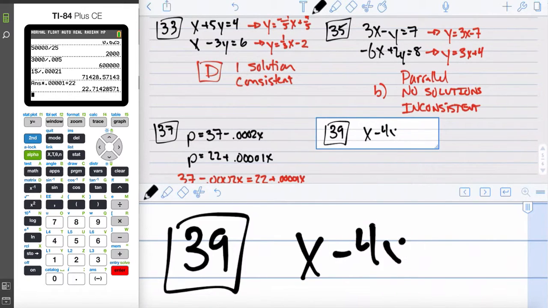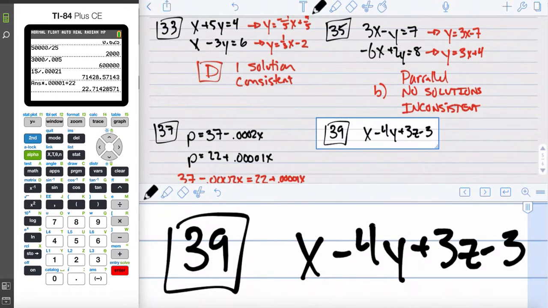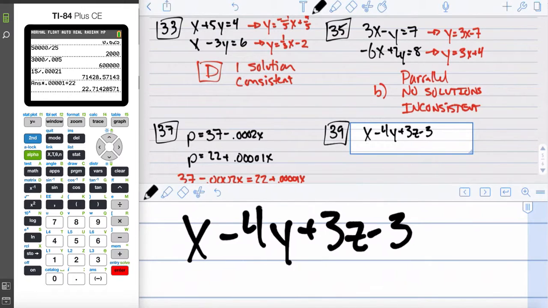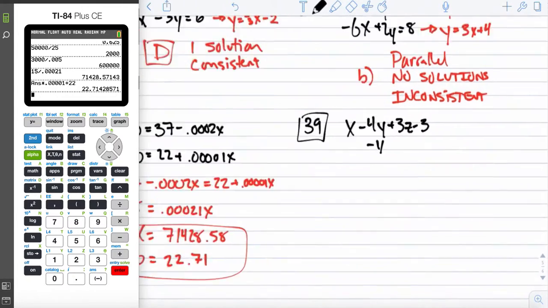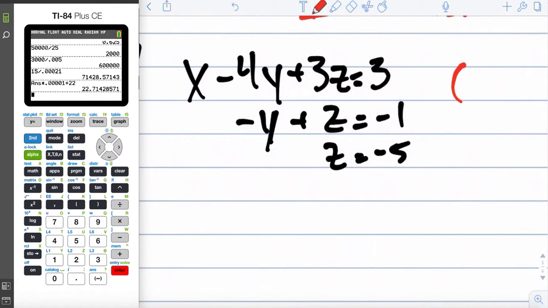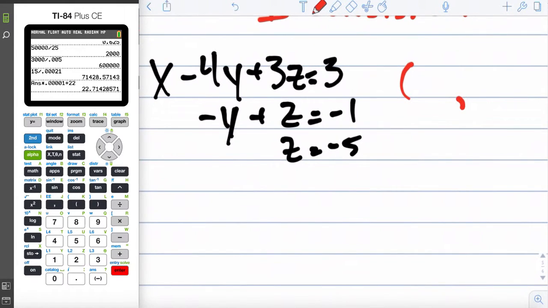x minus 4y plus 3z is equal to 3. And then we've got negative y plus z is equal to -1, and z is equal to -5. So you want to use back substitution. They've already given us one point, which is z is -5.